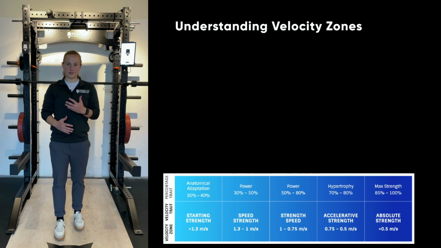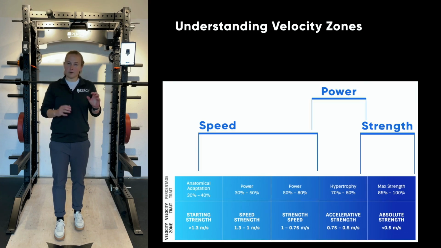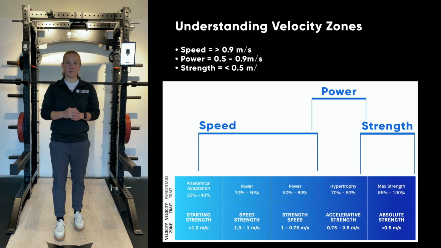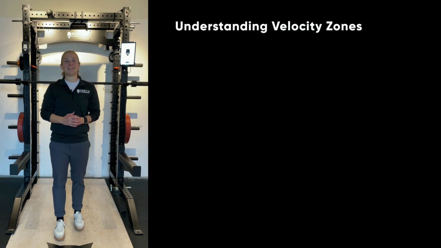Those are our 5 main zones, and an argument can be made to reduce those 5 zones to just 3 zones. So our speed zone at around 0.9 to 1.3 meters per second, our power zone at around 0.5 to 0.9 meters per second, and our strength zone at sub 0.5 meters per second. And many coaches do that. Keep in mind, these speed recommendations aren't perfect and you will find variability within your athletes. More research needs to be done on this.